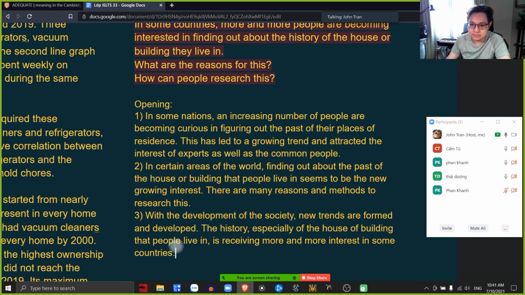Alright. But still, here I only mentioned this part. I didn't mention the reasons and how can people research this. So I still need to mention about this.